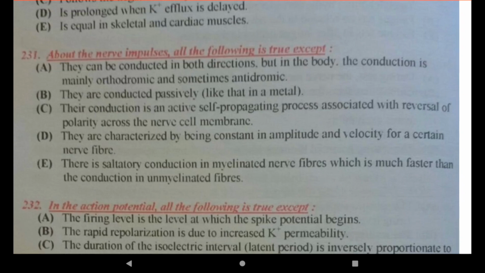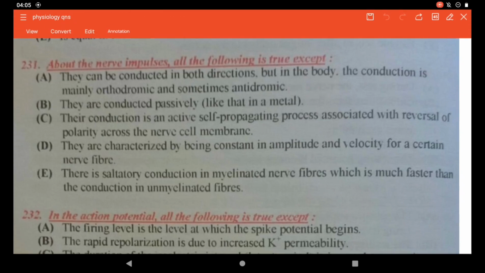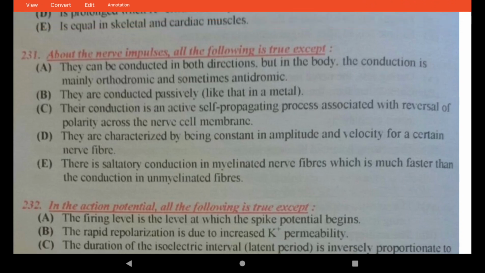So the most correct answer here is B. The other alternatives are correct. It is correct that nerve impulses can be conducted in either direction, though antidromic is usually experimental. Take an example: when a nerve axon is excited midway, it can go towards the terminal or towards the cell body. Towards the cell body, that is antidromic. Towards the nerve terminal, that is orthodromic.